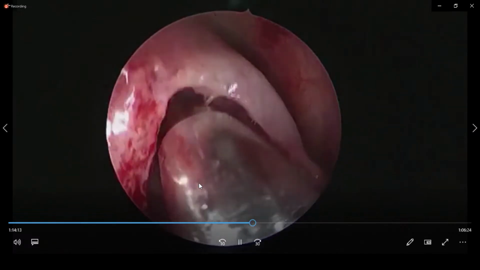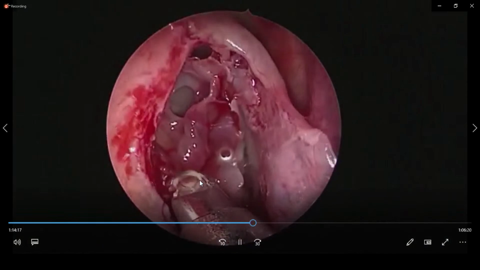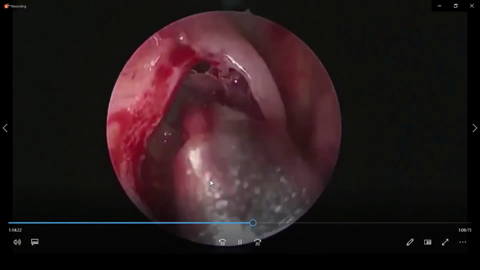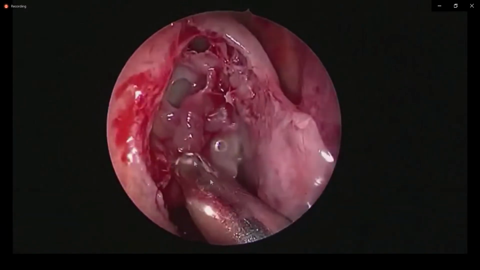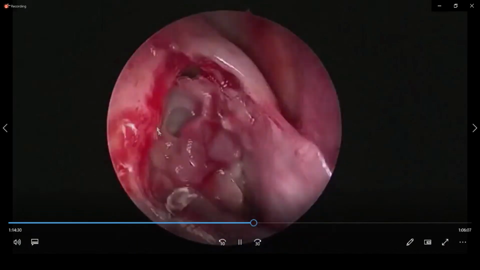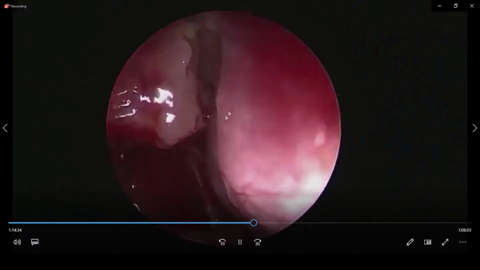Our technique is to do the frontal sinus work at this stage, keeping the bulla ethmoidalis intact. See, the bulla is lower down, it is intact, and this is all the ethmoidal cells. The bulla is here, lower down. That's the medial orbital wall after removal of the upper part of the uncinate and a few of these ethmoidal cells.